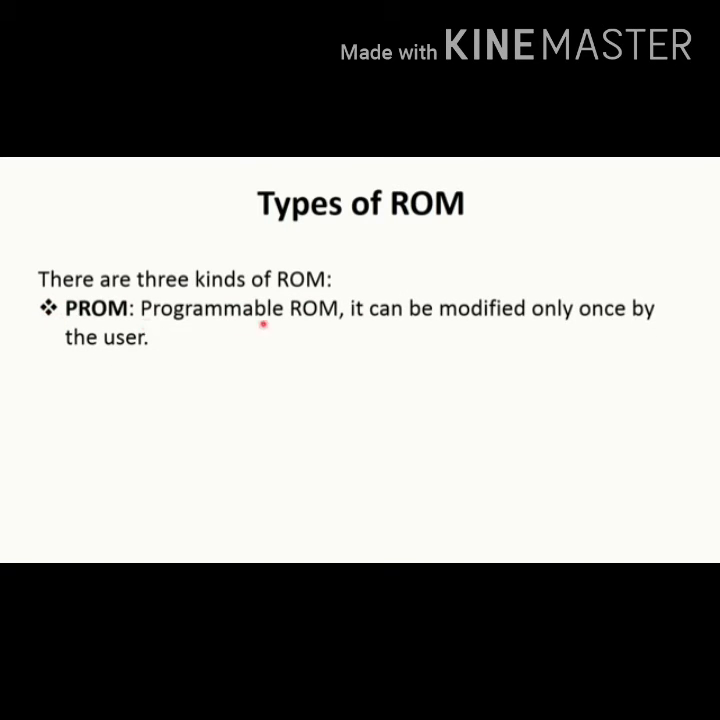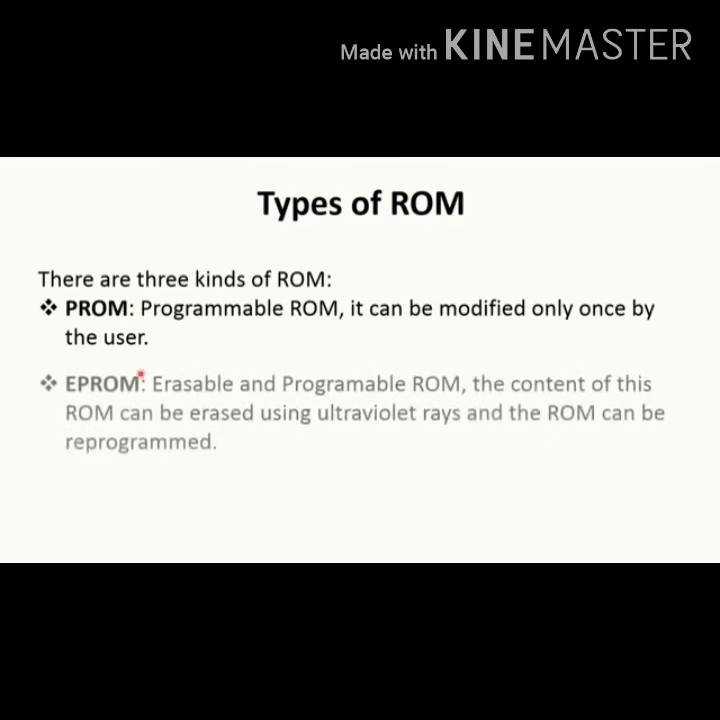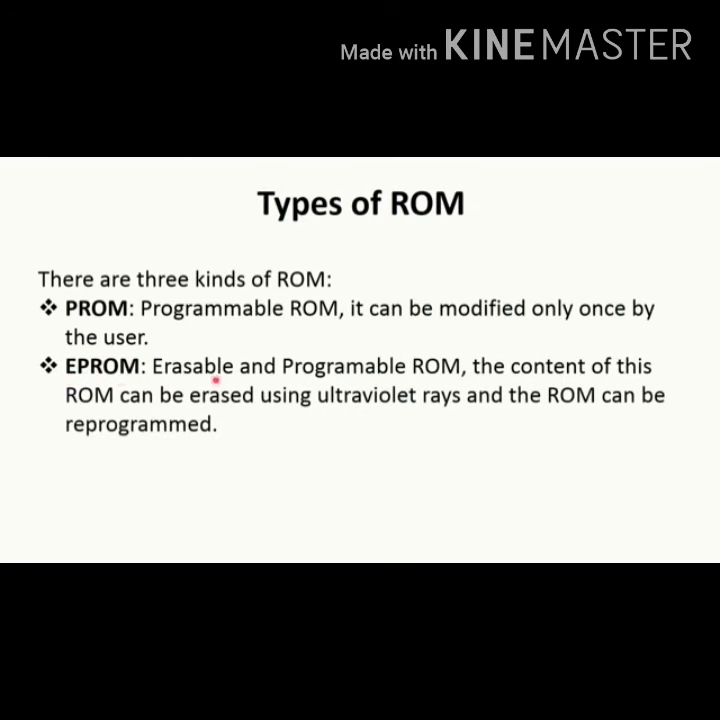First, PROM, programmable ROM. It can be modified only once by the user. The PROM chip has small fuses which are burned open during programming. That's why it is not erasable. Second, EPROM, erasable and programmable ROM. The content of this ROM can be erased using ultraviolet rays, and the ROM can be reprogrammed.